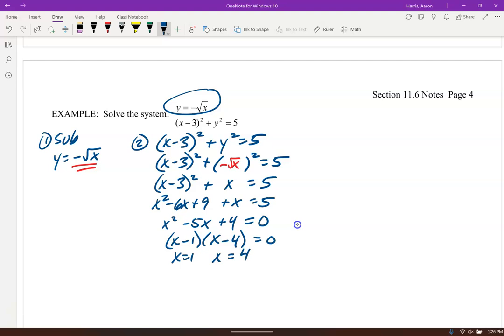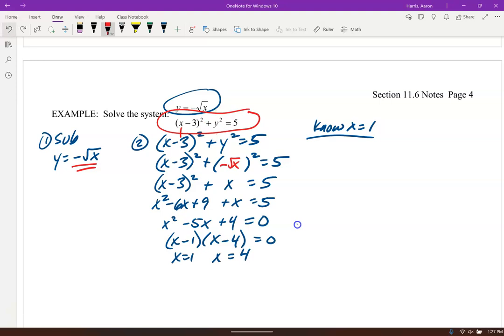So 1 and 4. If x is 1 and I plug it into the second one, into this one right here, notice I have a y squared, so I'm square rooting. It's going to kick me out 2 different y values. But this has got to satisfy both.